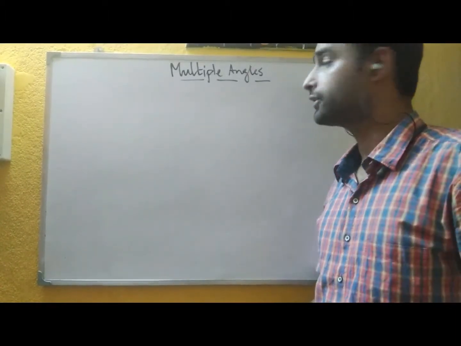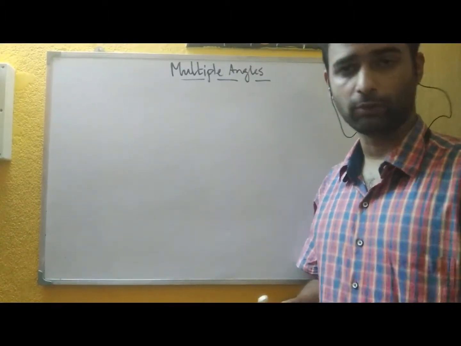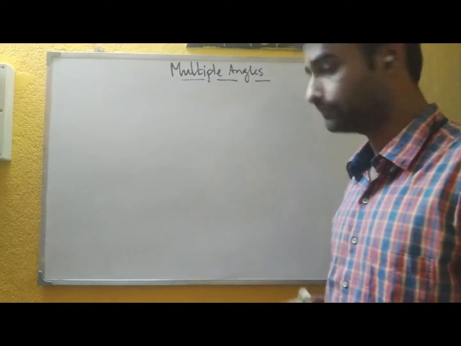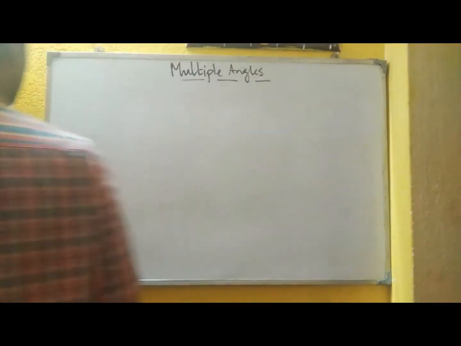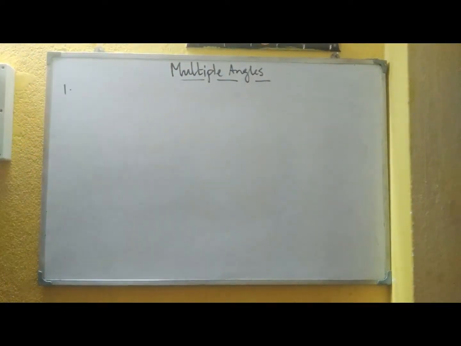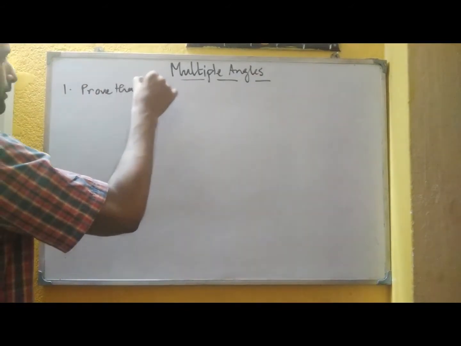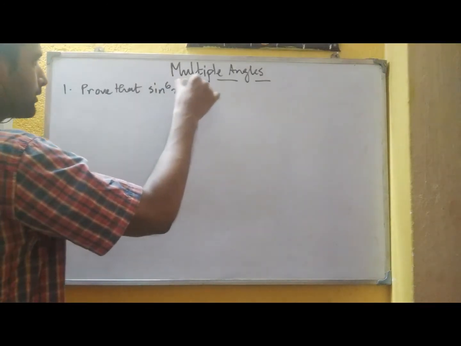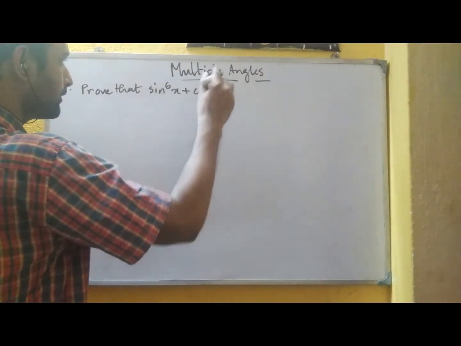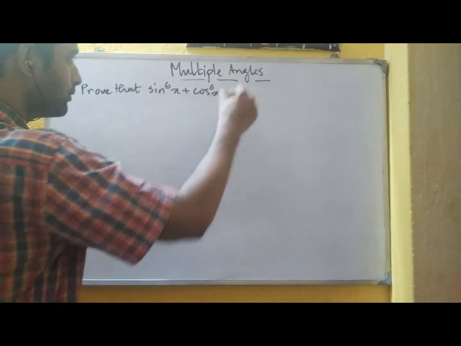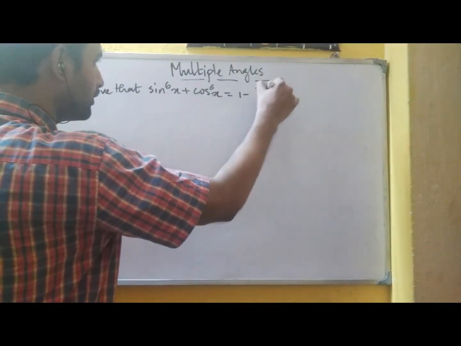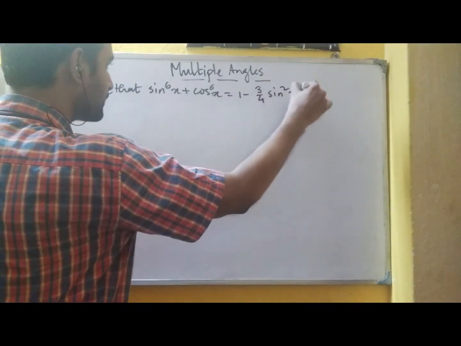Hello guys, in this video we will see some problem solving of compound angles. So our first problem is this one. It says prove that sin to the power 6x plus cos to the power 6x is equal to 1 minus 3 by 4 sin square 2x.